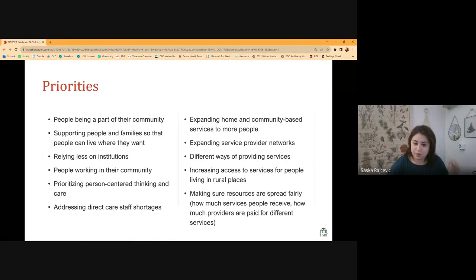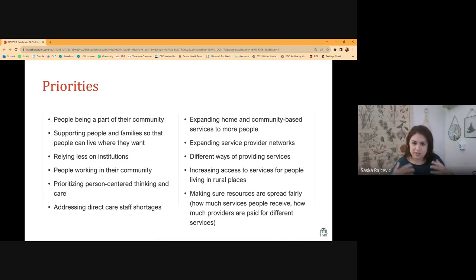A few priority areas that we have identified for our recommendations include people being a part of their communities, supporting people and families to live where they want. That could mean with family, in their own home or apartment. Connected to that, the ability for people to receive services in their own homes and communities instead of institutions. Improving opportunities for competitive integrated employment, or CIE. That term, if you're not familiar with it, means that people work in jobs that are open to everyone in the community. They're paid at least a minimum wage or at a rate comparable to coworkers that do the same type of work.